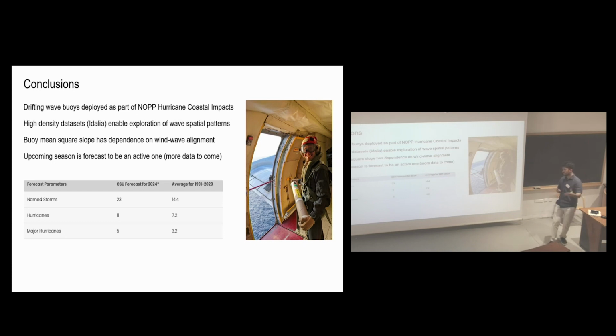And we have one more season of data collection, so we're really excited about that. The upcoming season is forecast to be a pretty active one. This is a forecast from Colorado State University, where they're finding that the average for the past 30 years has been about 14 named storms, and they're projecting 23 named storms, and so on.